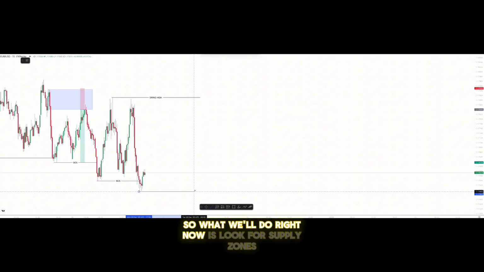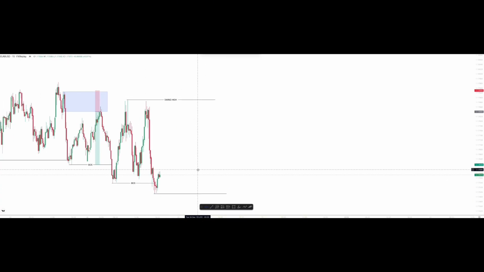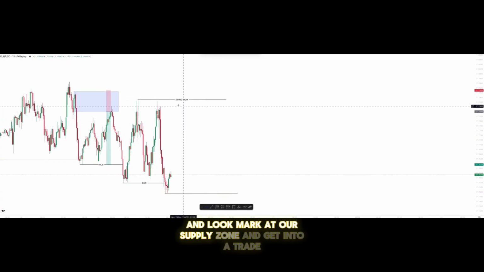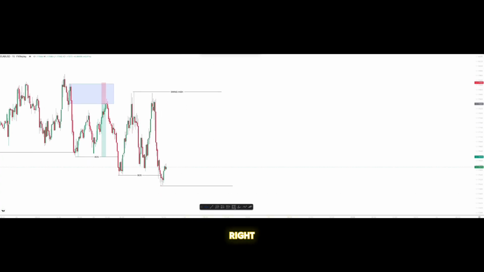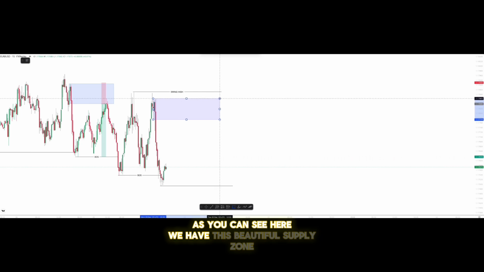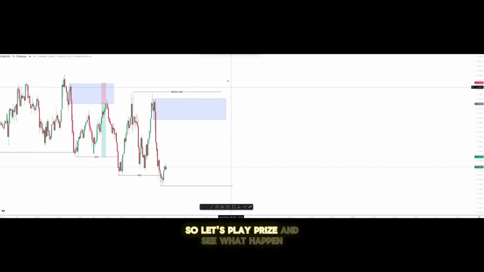Now our new trading range is this swing high and this swing low, right? So what we'll do right now is look for supply zones, mark out our supply zone and get into a trade, with price targeting the swing low. Okay, so you can see here we have this beautiful supply zone. So let's play price and see what happens.